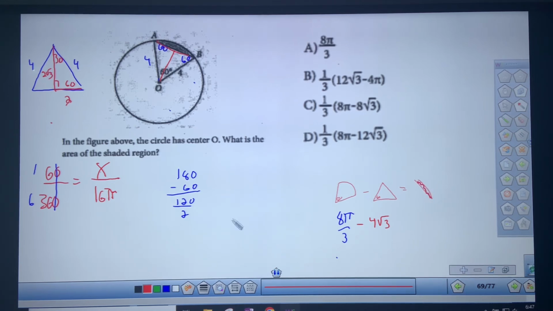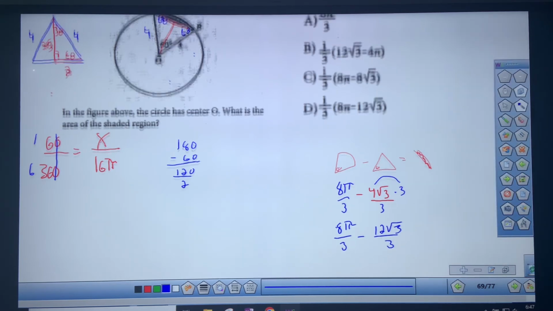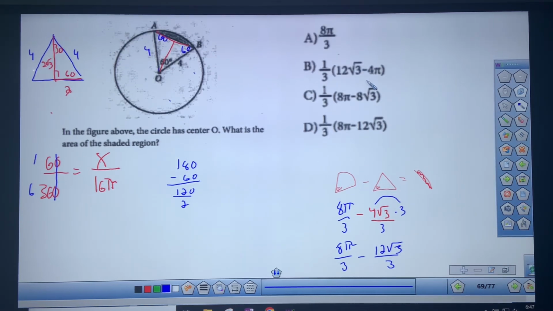All right, let's see what we got here. So I'm going to take this, 8 pi over 3 minus 4 root 3. So I need a common denominator. I'm going to put a 3 underneath this. That means I have to multiply the top by 3. So if I multiply the top by 3, that would give me 12 root 3. So it would be 8 pi over 3 minus 12 root 3 over 3. And if I factor out the 1/3, it would give me choice D. If I were to distribute that across, that would give me 8 pi over 3 minus 12 root 3 over 3.